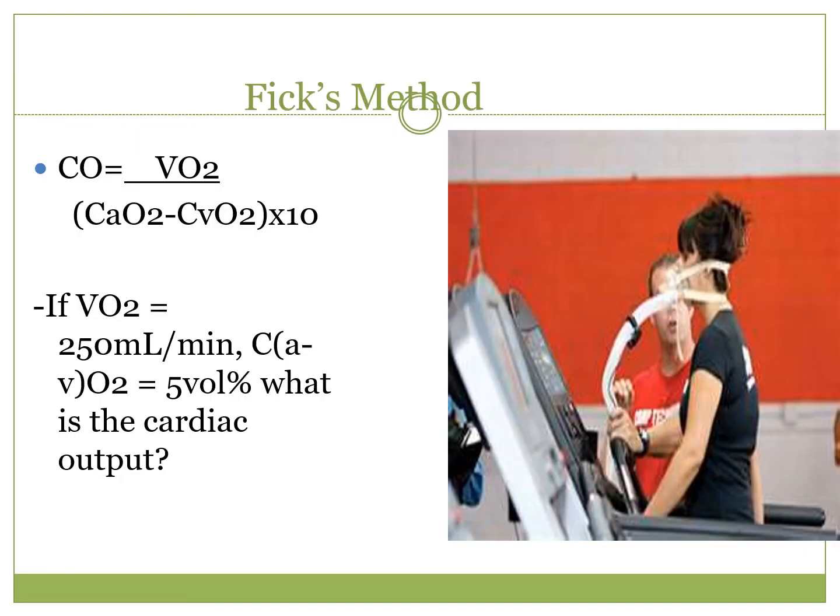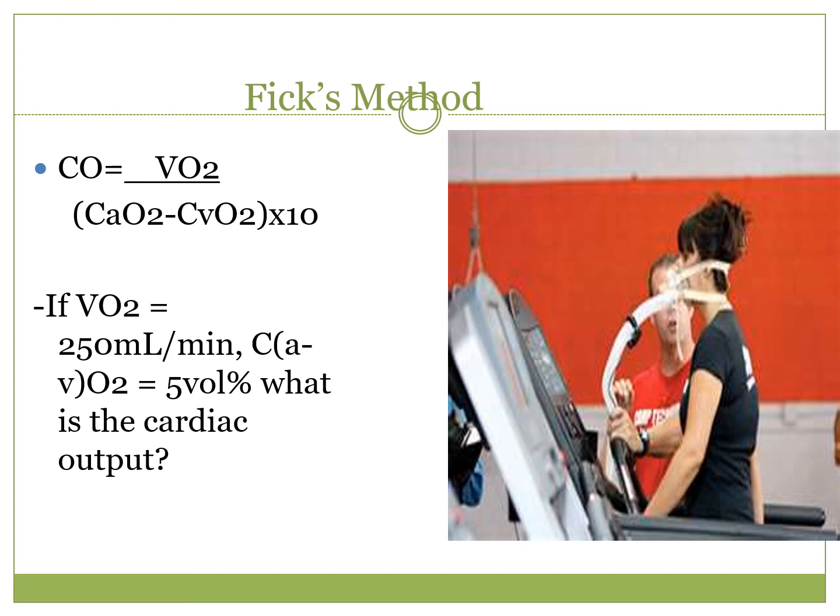Alright, Fick's method. This takes a bunch of calculations here. This is also talked about in chapter 16 in Wilkins. So the Fick principle indicates that the cardiac output of the heart can be calculated if the oxygen uptake, your VO2, or your oxygen consumption, is measured, and the CaO2, your arterial oxygen content, and your CvO2, your mixed venous oxygen content, are known.